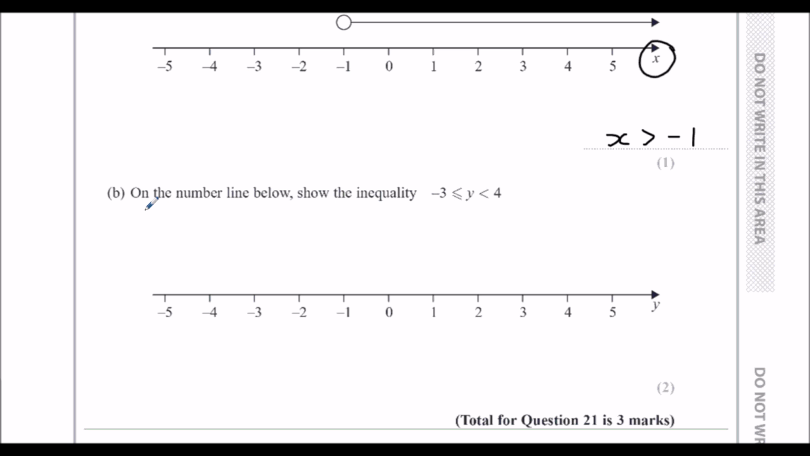Part B, on the number line below, show the inequality. y is bigger or equal to -3. So that's a coloured in circle because it's or equal, and less than 4. So that's not a coloured in circle because it can't equal 4. And just with a ruler, join up these 2 dots. And that is our answer.